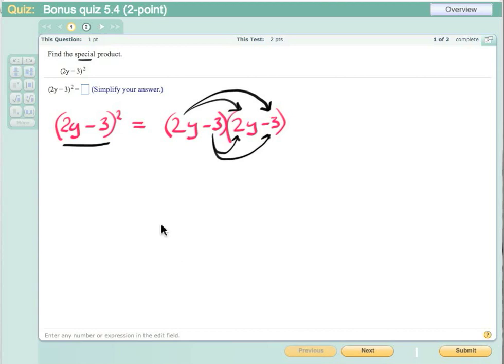Well, hello everybody. I'm in the bonus quiz for 5.4, a section that's pretty much devoted to cracking trinomials, which becomes a prime skill for every chapter going forward. And that will be the second problem here. The first problem, though, introduces us to this idea of a special product.